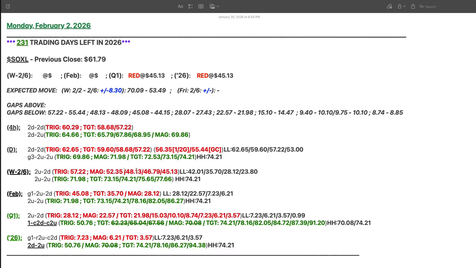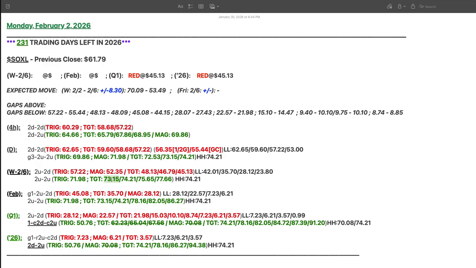And then we've got our extended targets out here. Sorry, they weren't labeled right. There we go. Extended targets out here of 48 and below. To the upside, if we do get that push and trigger the upside, we've got to get all the way up to 71.98, but that would trigger this 2 up continuation. So again, no magnitudes on continuations, only reversals, but it would trigger at 71.98.